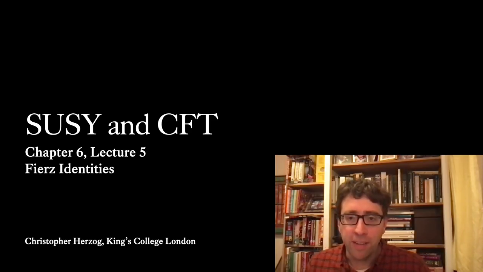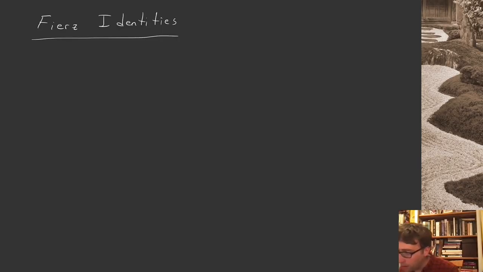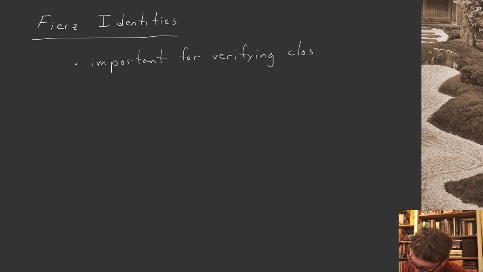All right, we're back to discuss Fierz identities, which are going to be quite useful for us in looking at various supersymmetric field theories in the weeks to come. We're going to need these identities to show the closure of the supersymmetry algebra. So let's get started. Fierz identities. And again, these are going to be important for verifying the closure of the supersymmetry algebra.